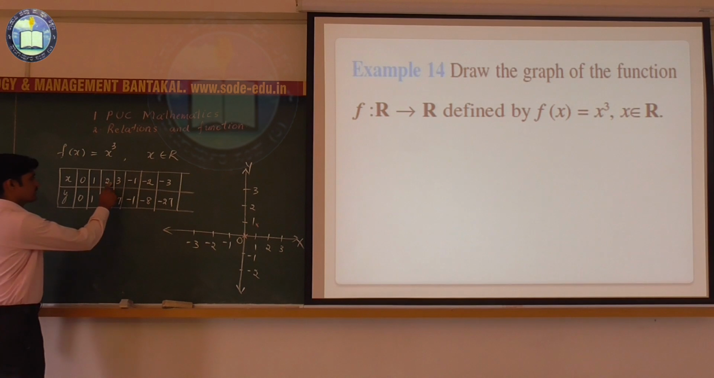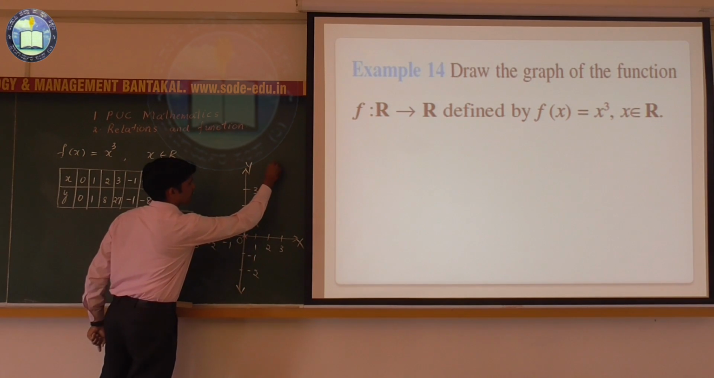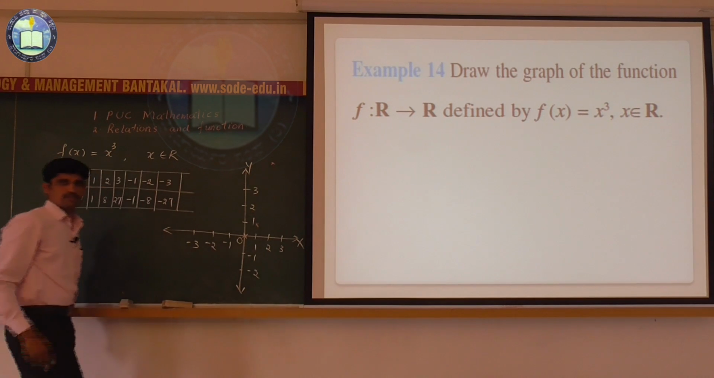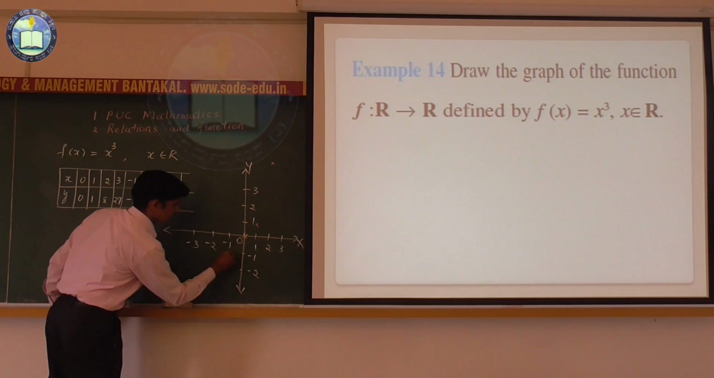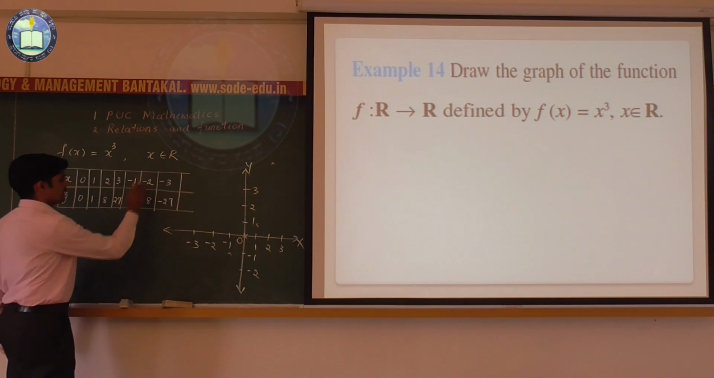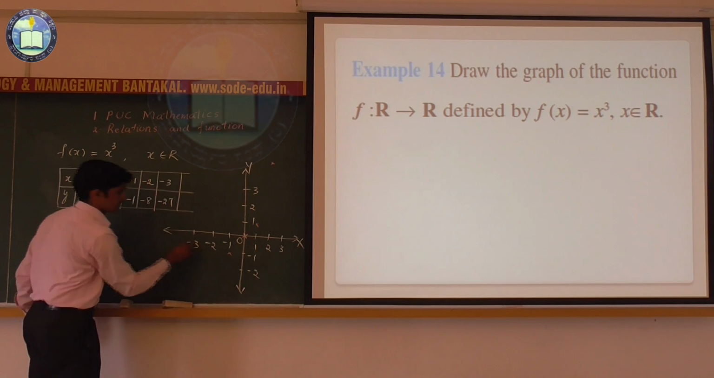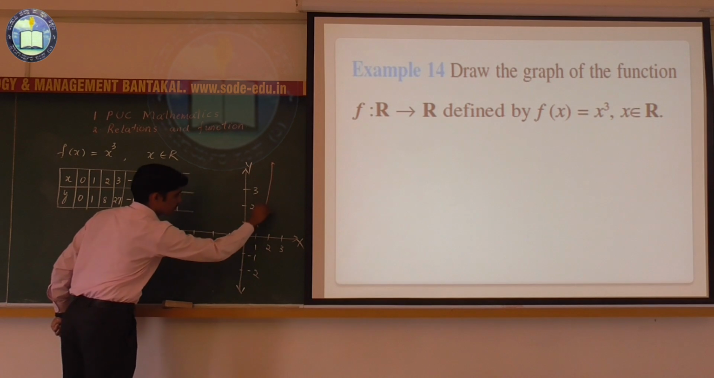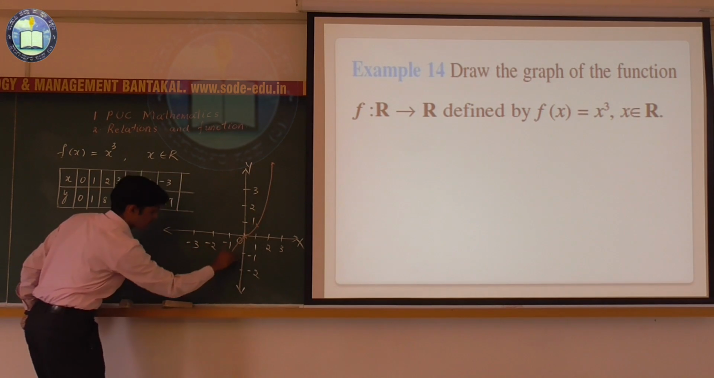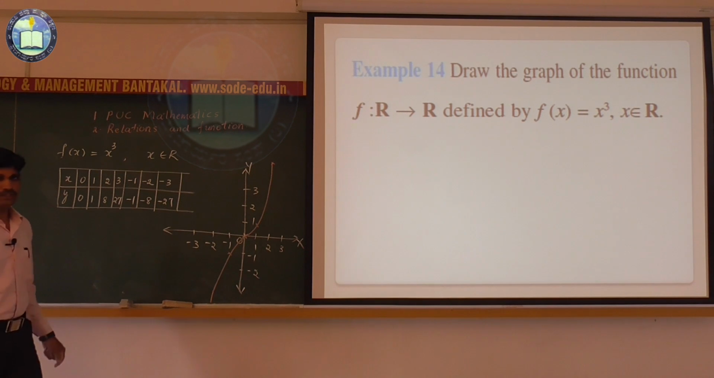Next, when we give x equal to 2, y is equal to 8, somewhere here. It's rapidly increasing. When x equal to minus 1, the value of y is also minus 1. When x equal to minus 2, the value of y is minus 8, somewhere here. So if we join all these points and draw the graph of this function, we get a curve like this. This is the graph of y is equal to x cube.